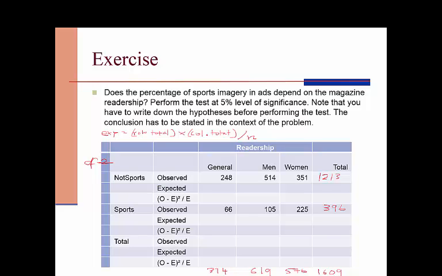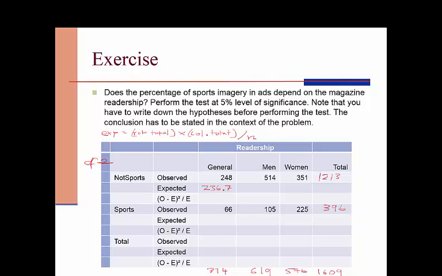Okay, so to find the expected value, here we do row total. So for that corresponding row, it's 1213 times column total, so 314, divided by total, 1609. Okay, so 1213 times 314 divided by 1609 is our expected value. So this turns out to be 236.7.